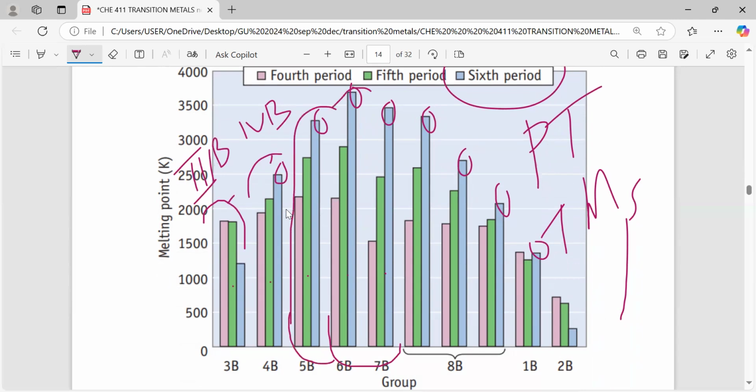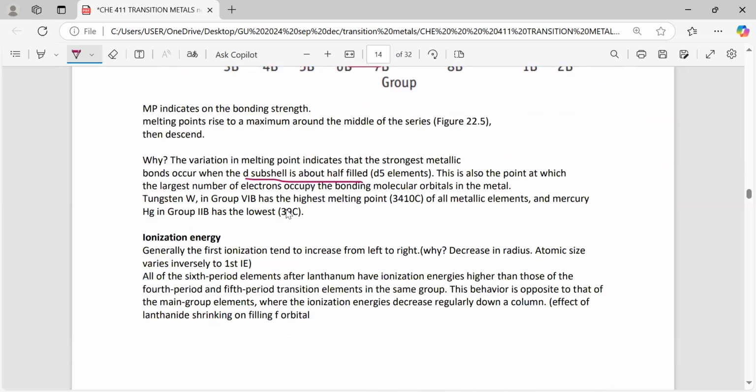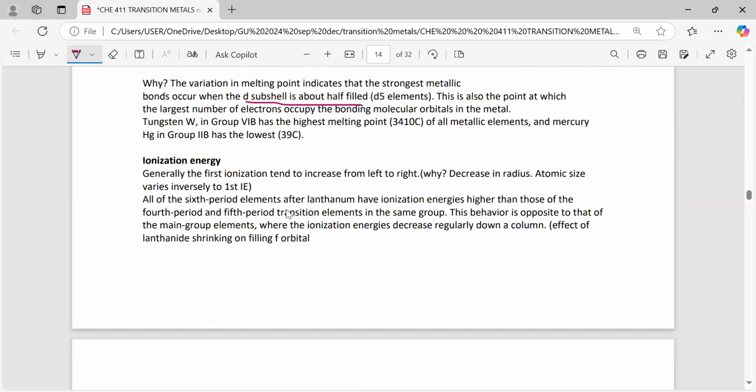Okay, so 3, 4, 5 are the highest, and it's mainly because of the D5 there and the D5 here. This is D6. So we are being told that when you have half-filled d orbitals, the metallic bond is strongest. This is also the point at which the largest number of electrons occupy the bonding molecular orbitals.